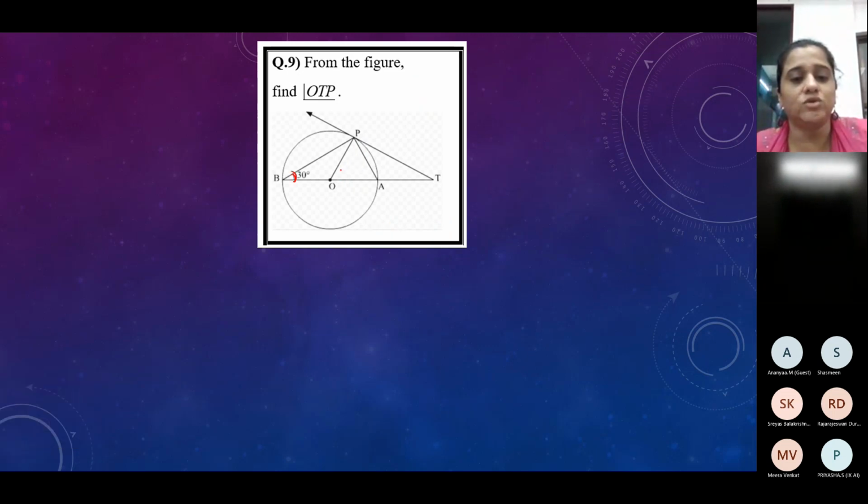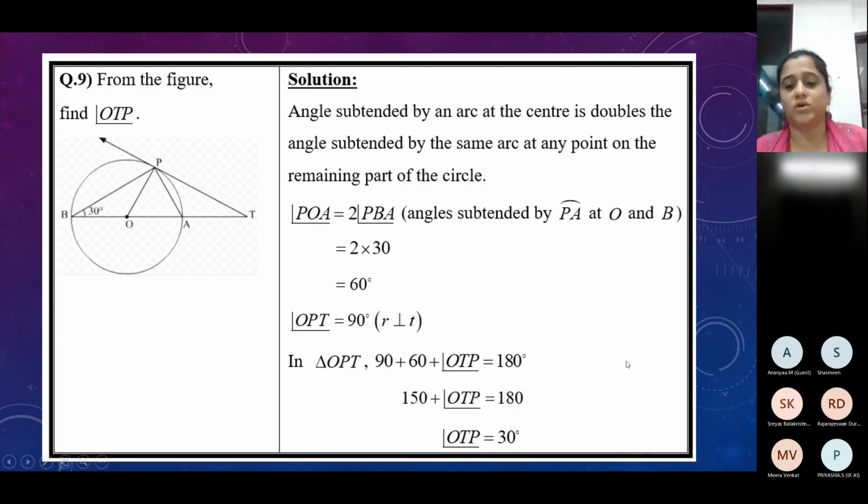This is 30 degrees. So this is 60 degrees. Then radius perpendicular to tangent, so this is 90. And in triangle OPT, by angle sum property, this angle is 30 degrees. All right. That's what you see here.